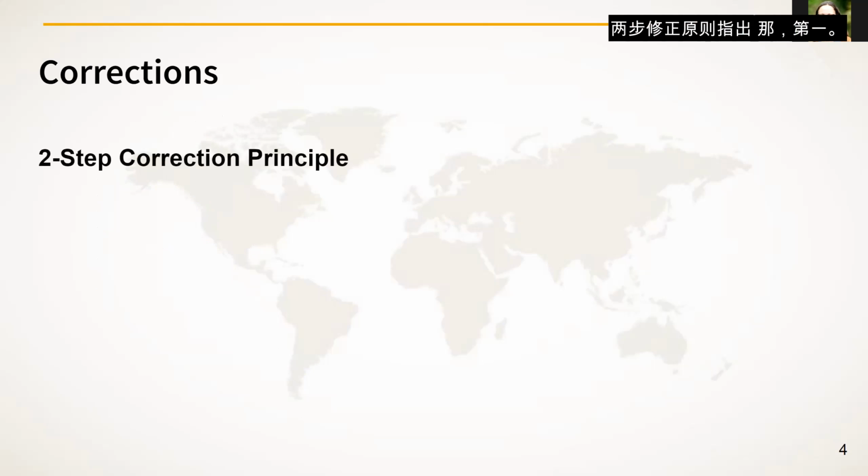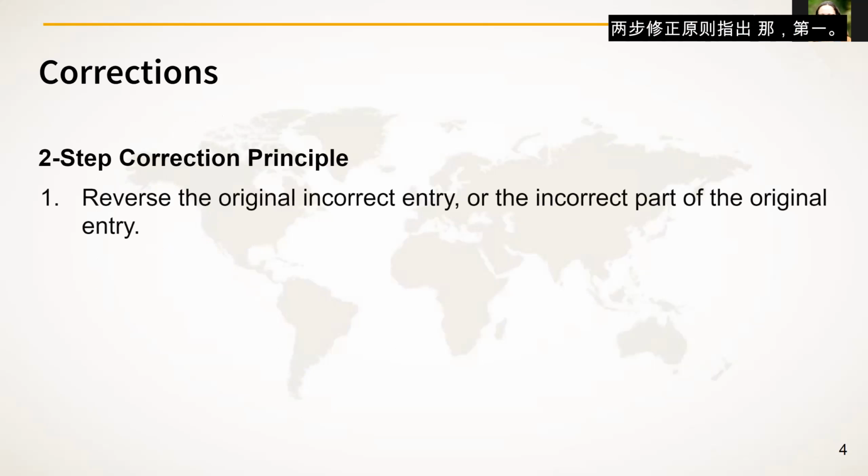The two-step correction principle states that number one, we should reverse the original incorrect entry or the incorrect part of the original entry. And then the second step is to make the correct entry. So first reverse, second correct.